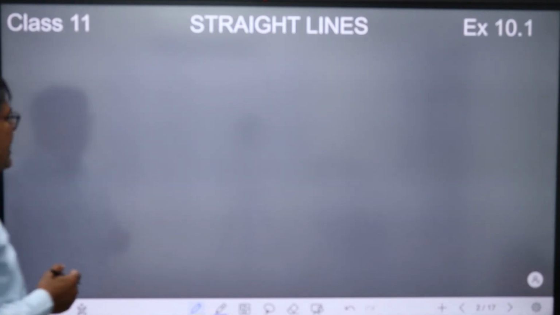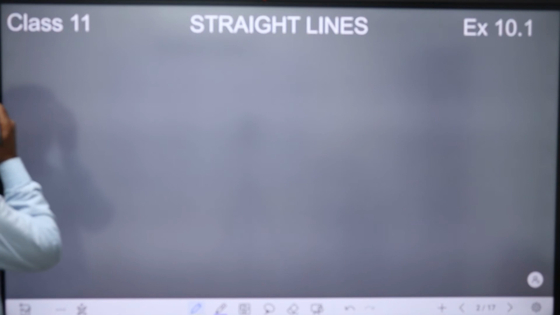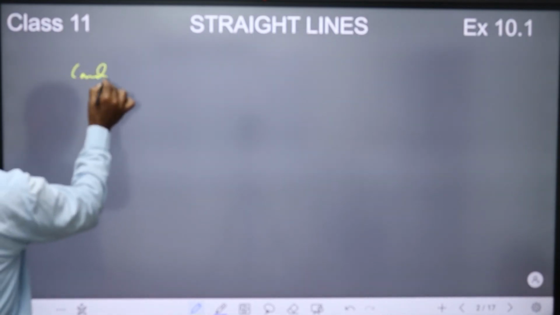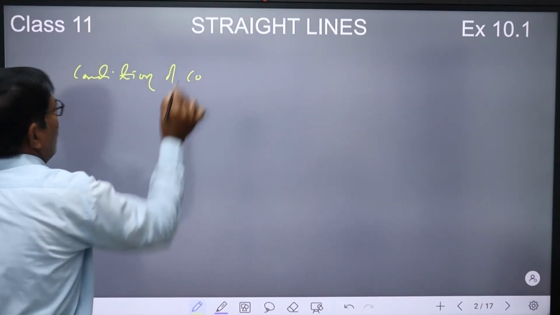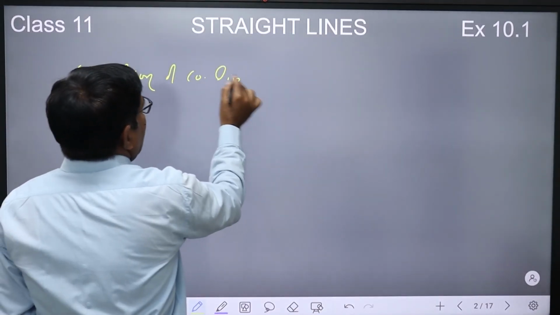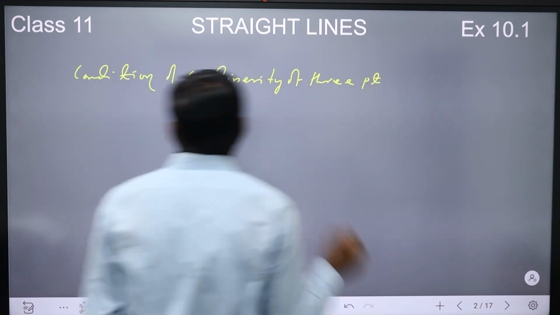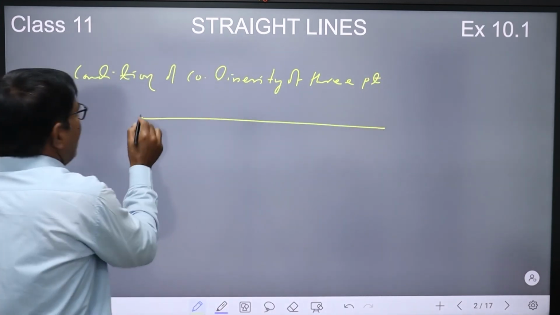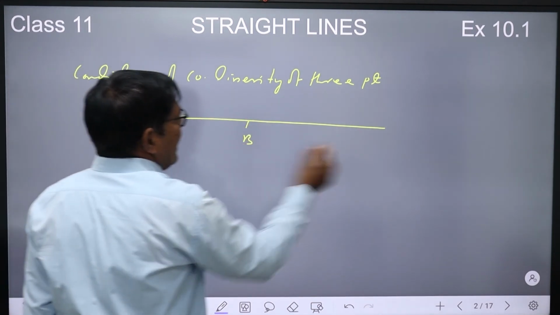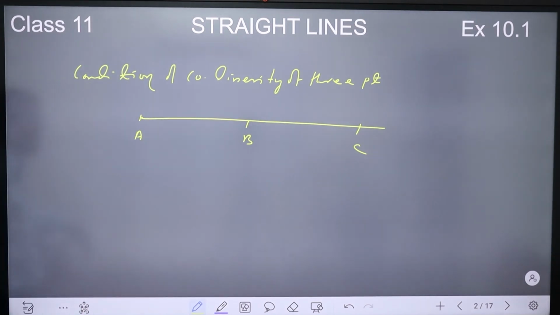Now the next topic is condition of collinearity of 3 points. 3 points means, let us suppose one point is A, another point is B, and next point is C. If these 3 points are collinear, if they lie on the same line, then what will be the condition of collinearity of these 3 points?